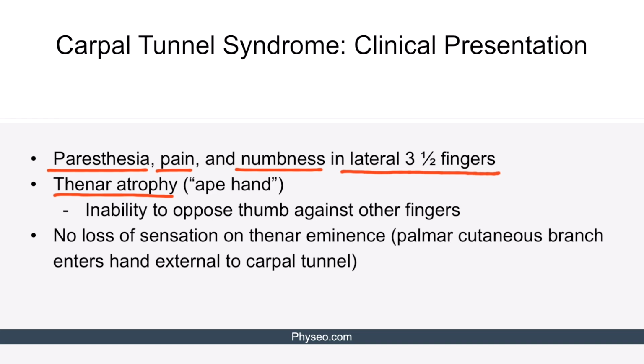Thenar atrophy will result in the patient's inability to oppose the thumb against the other fingers. This is because the opponens pollicis muscle is part of the thenar eminence. Importantly, there will be no loss of sensation on the thenar eminence. The thenar eminence is normally innervated by the palmar cutaneous branch of the median nerve, which enters the hand external to the carpal tunnel. This is why carpal tunnel syndrome does not affect the skin over the thenar eminence.